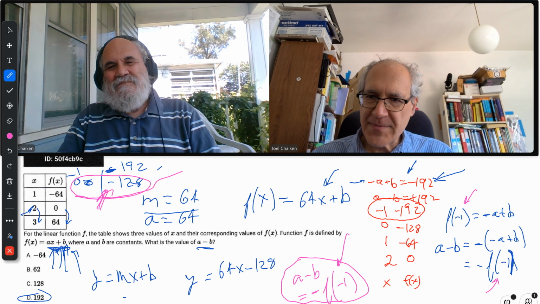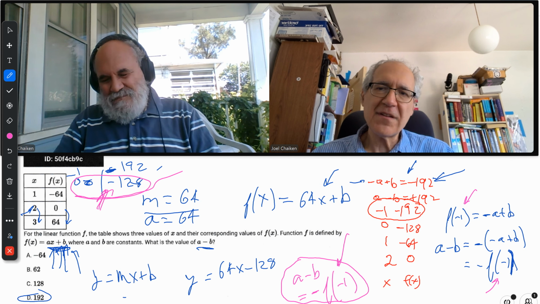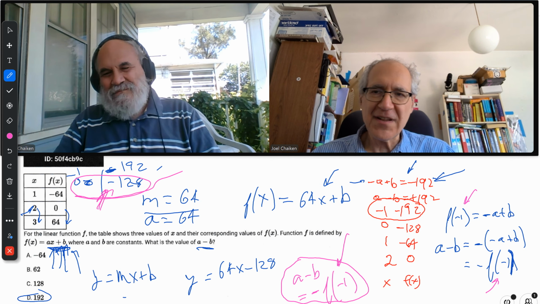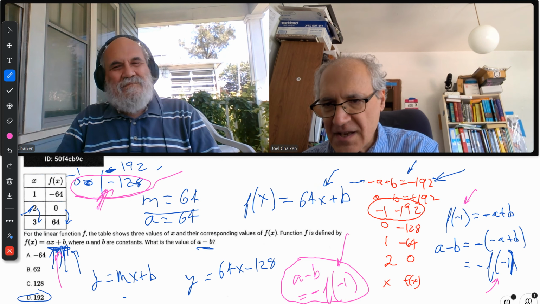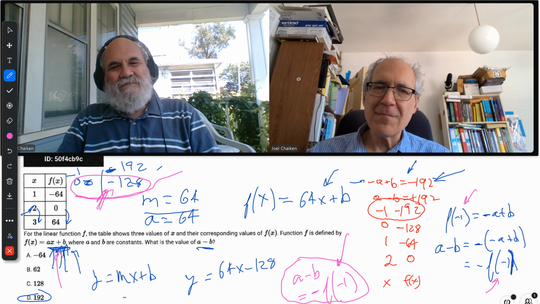Okay, so I hope we explained it well. It's a linear function, and you want to get the slope and the y-intercept b, and you calculate the two coefficients, and then you go from there. By the way, this is a coefficient algebra problem.